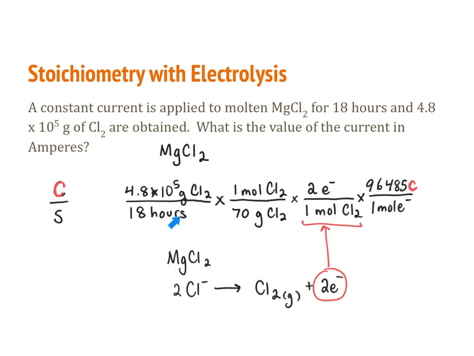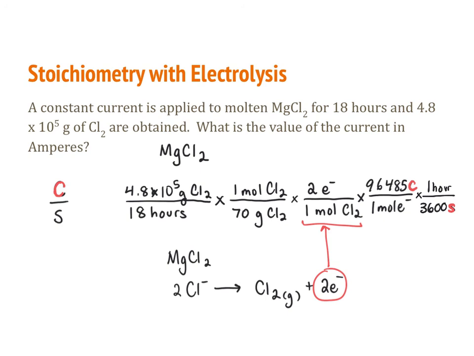I started with units of hours. I want to go from hours to seconds. So I'm going to do 1 hour is 3,600 seconds. So that'll get me to the unit of seconds that I want in my answer.